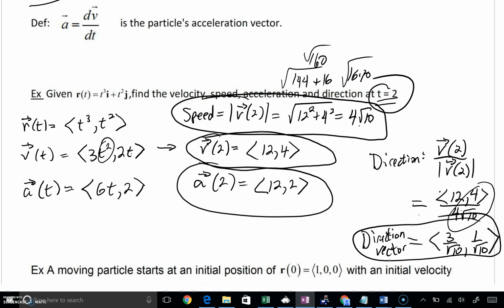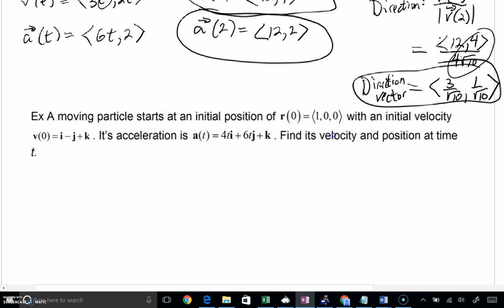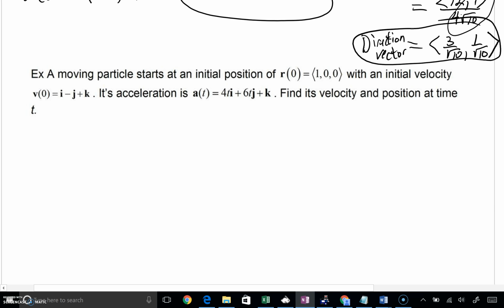Well, as we keep going here, as we look at the bottom of page 1, it says that a moving particle starts at an initial position of r of 0, and that's 1, 0, 0. I do want to point out that this is an initial condition. Our position vector is not always at 1, 0, 0. It's only when t equals 0. Likewise, we have an initial velocity. That's an initial condition. Your velocity vector is not always i minus j plus k, which we could look at as 1, negative 1, 1. It's just for the briefest moment when t equals 0 that is our beginning velocity vector.